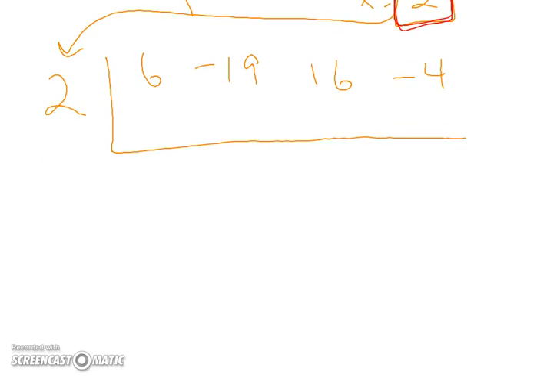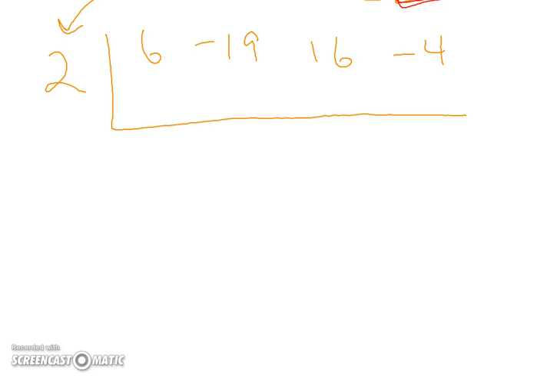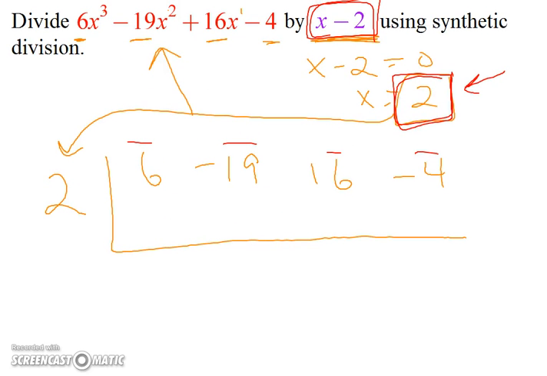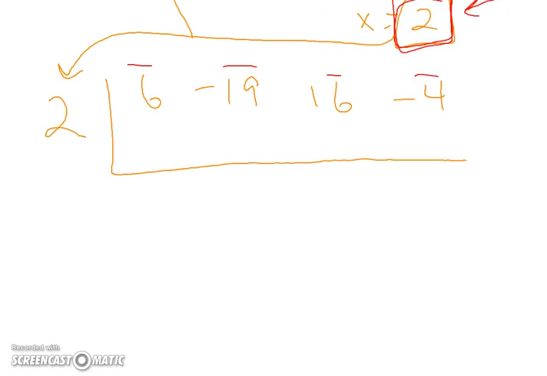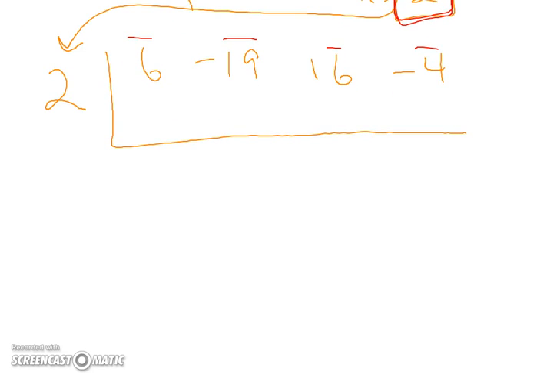So this process is pretty simple though. Here's my synthetic division setup. I have all my coefficients in order from greatest to least as far as their power up in the original problem. And then my notation goes, I'm going to start with that first coefficient and it comes straight down.